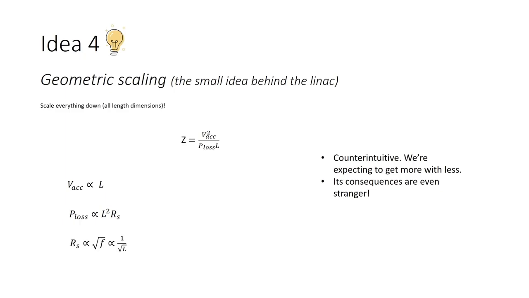And the surface resistance itself is proportional to the square root of the frequency. I'm going to just take that as a given, I'm not going to prove it here. And the frequency itself, of course, is inversely proportional to length. And so what that means is that the surface resistance is proportional to 1 over the square root of length. Now put this all together and you do see that efficiency scales as the inverse of the square root of length, meaning it blows up as we shrink the accelerator unit.